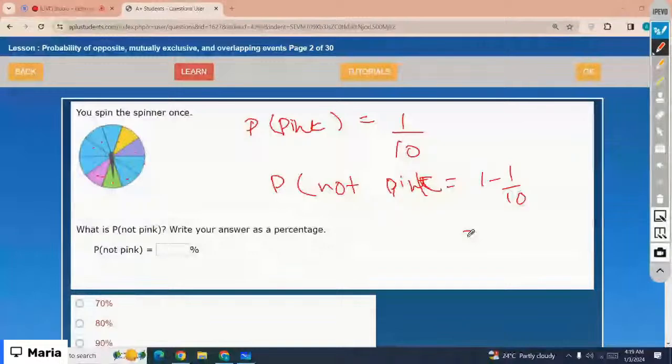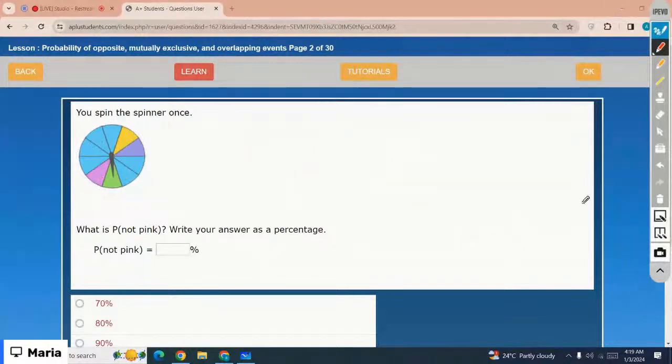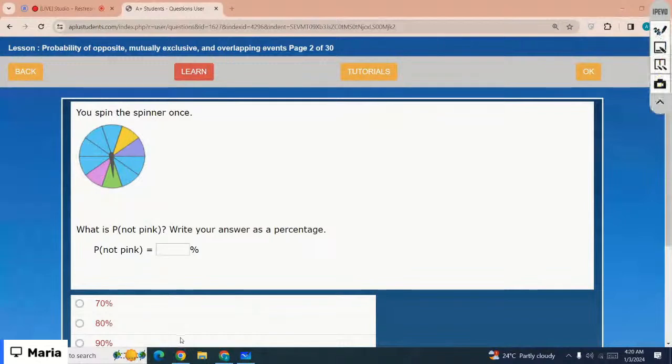So you have to write the answer in percentage form, divide and multiply by 100, that is 90%. Got it? So the probability of not pink is 90%. The correct option is 90%.